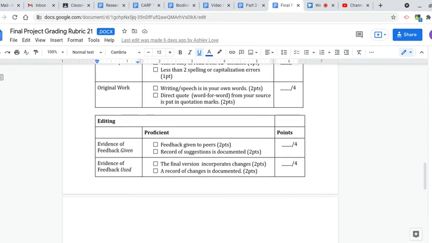Now, the editing is for everyone. Okay, so editing is where you're going to do evidence of feedback given. So this one is where you're going to show that you gave feedback to peers and you record the suggestions you make for them on the paper. This is going to happen in part 4. The evidence of feedback used. The final version of your project needs to incorporate the changes that they suggested to you, and you need to document those changes, and part 5 also has a document to do that in.